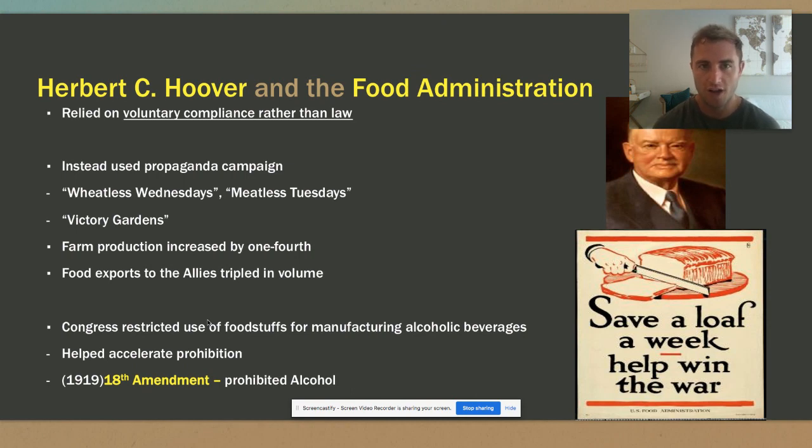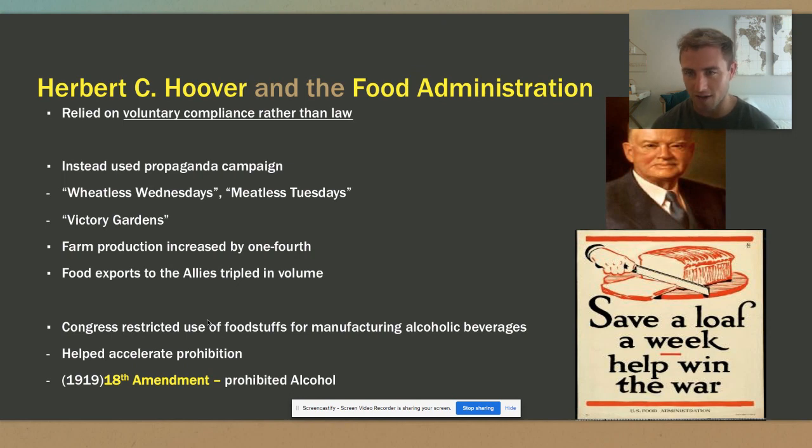Herbert Hoover does his best work with the Food Administration. He does not believe, and we know this from his presidency, he does not believe in forcing people to do anything. He doesn't believe that the federal government should be coming in and interacting directly in people's lives. But he says that if you ask people to do things, that they will do it. And that's what his Food Administration was all about.